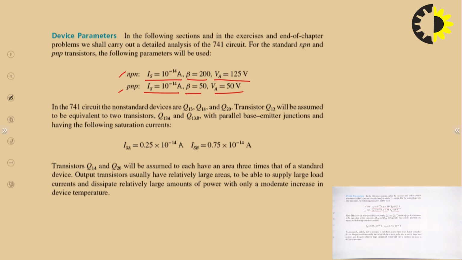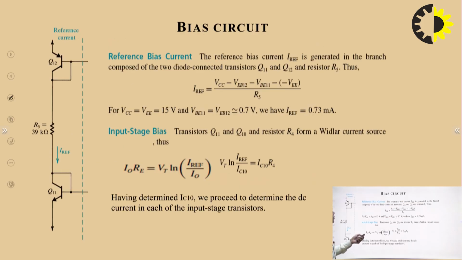There are two transistors which we need to consider, Q13A and Q13B. These are the device parameters. And there are two more transistors, Q14 and Q20, which we need to consider. That means when we discuss them, they will have different values of IS. Okay, so now let us start the discussion.